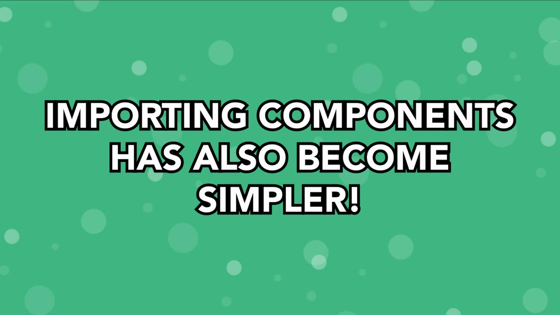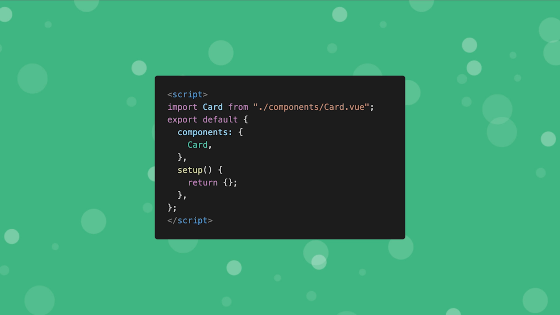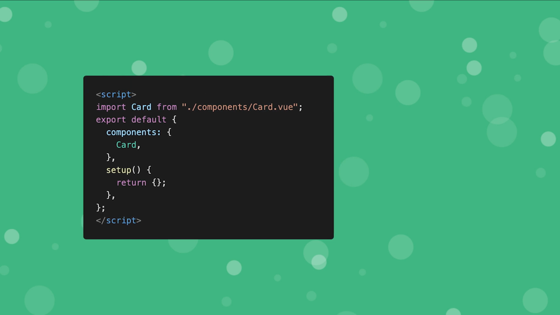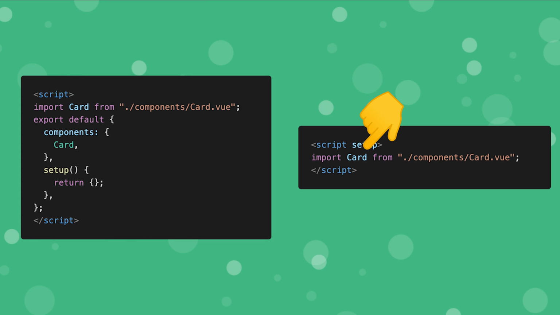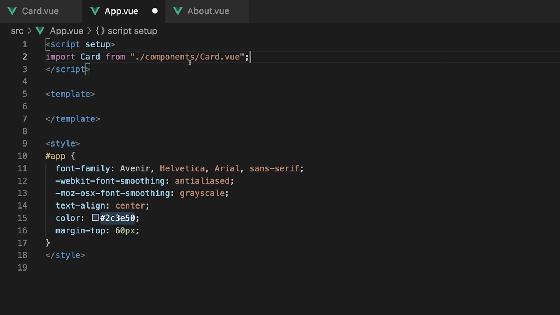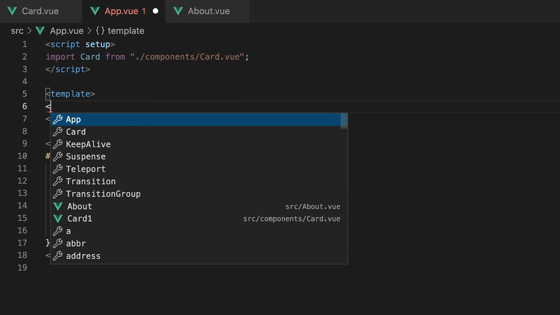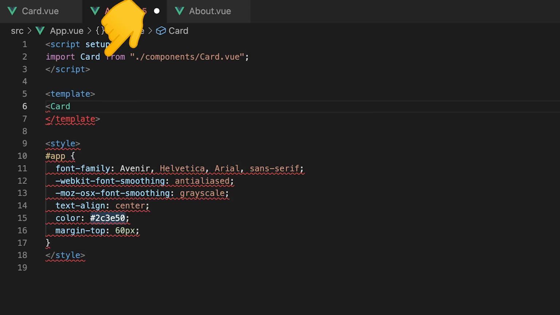Importing components has also gotten simpler. No longer do you need to define a component option, you now have the ability to use the value defined on the import as your tag inside of the template. For example, if we import a component into this file called Card, we can then just use the tag of Card, which we define on our import, within this file's template.